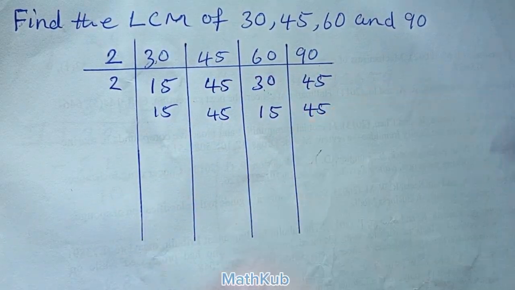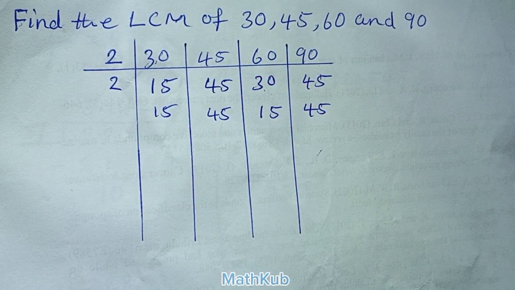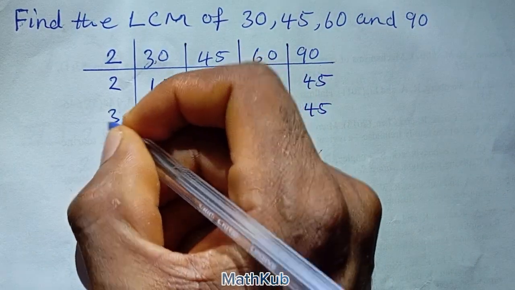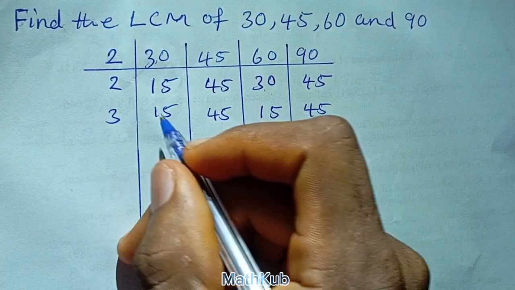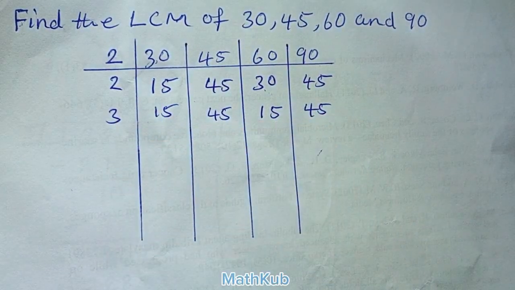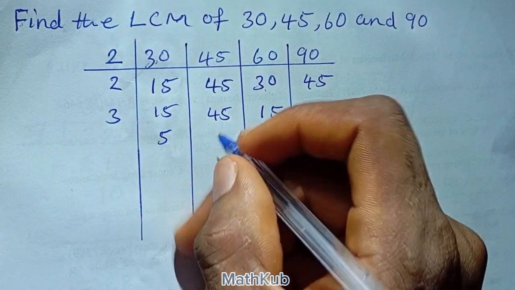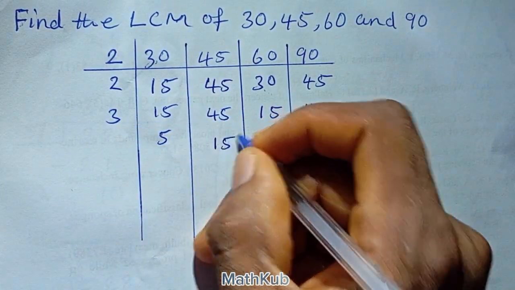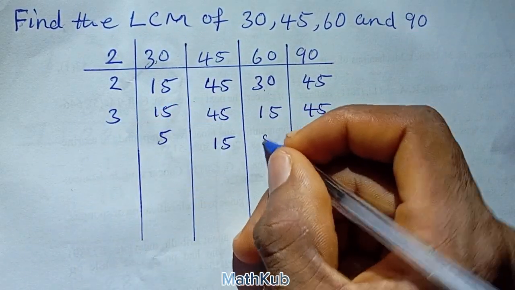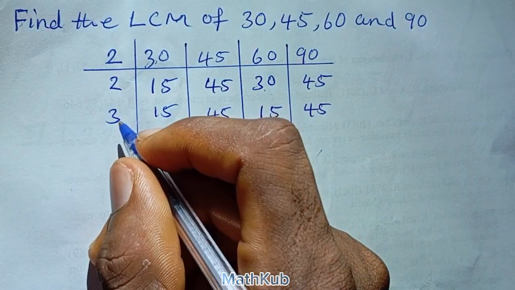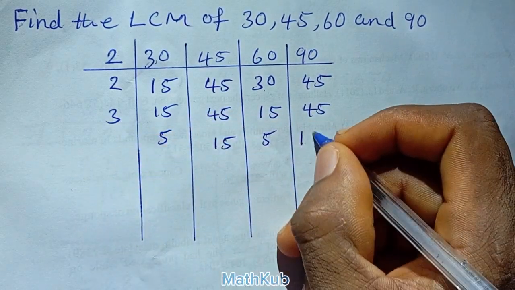Alright. Now, which number can divide again? We don't skip. 3 can divide. We write 3. 15 divided by 3 is 5. 45 divided by 3 is 15. 15 divided by 3 is 5. 45 divided by 3 is 15.